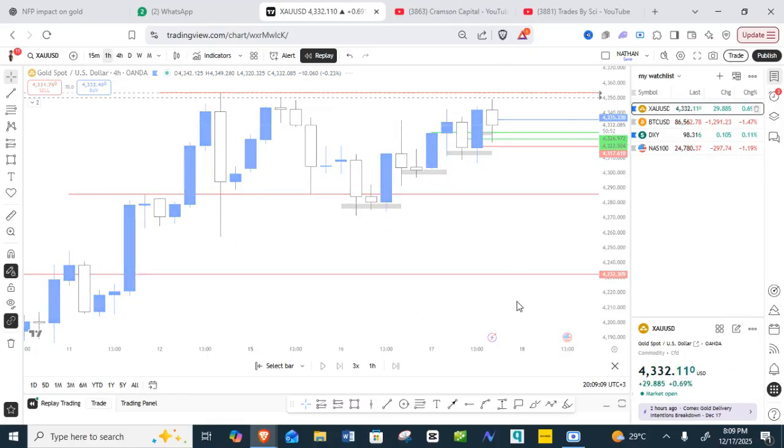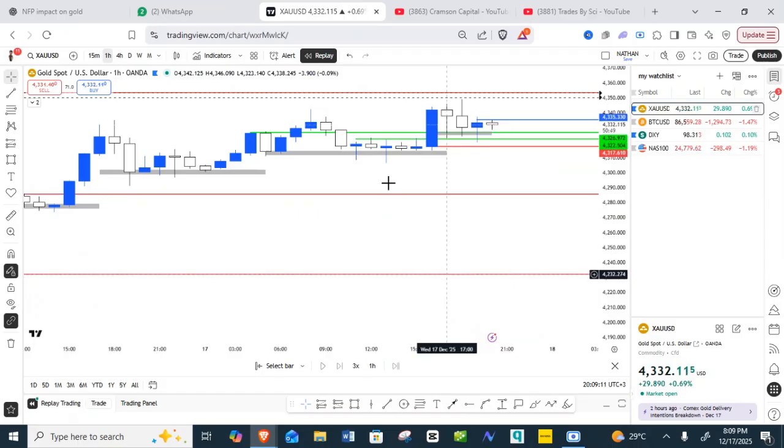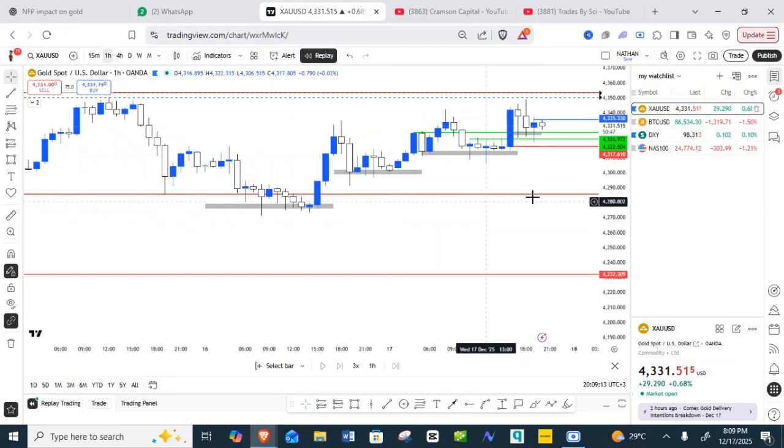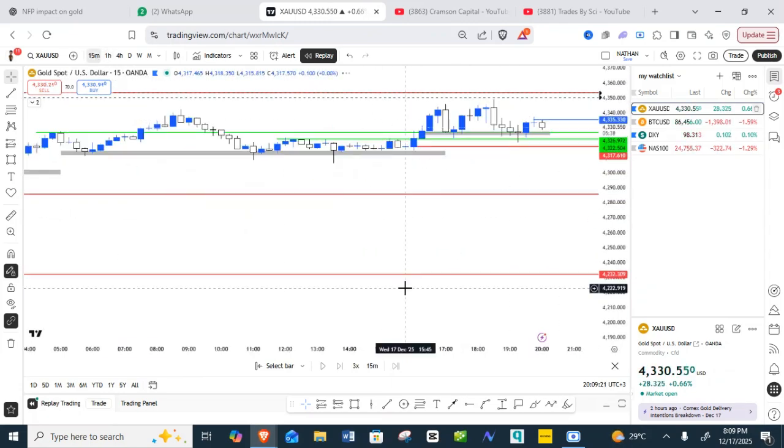Now, dropping to the 1 hour, I just wanted to see some kind of sign to show me that the market was going up. We still have higher lows, indications, corrections, and continuations to the upside. And also on the 15 minutes, we have the same.